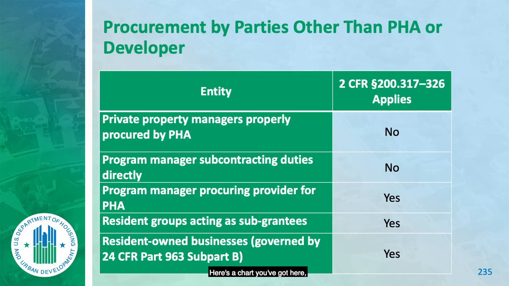Here's a chart you got here. Procurement by parties other than PHA or the developer. Does the CFR apply? For each one of these entities of interest here, here are the answers. Again, I recommend you just put it in that everybody has to do complete procurement pursuant to the CFR, even if it's technically not required.